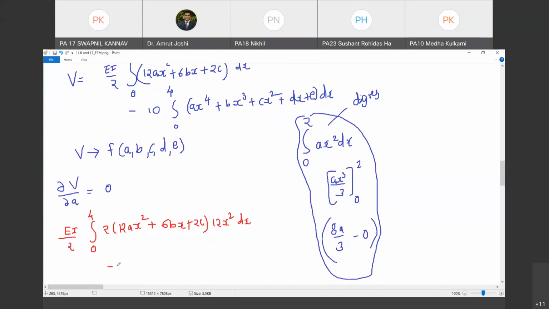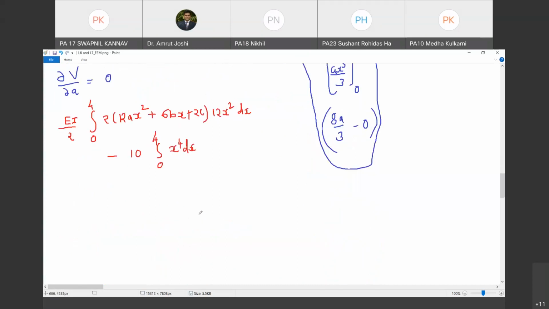What is the differentiation of second term? Tell me. It is going to be 10 into integration 0 to 4. If I differentiate this, all the other terms are going to vanish. They do not involve a. The term that involves a is ax raised to 4. So it is going to be x raised to 4 dx. Happy? Yes, sir. Now you have calculators with you. Quickly we are going to formulate this equation. See how to formulate. This 2 will get cancelled with this 2. Do you agree with me? Yes.